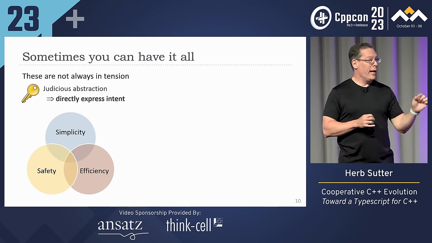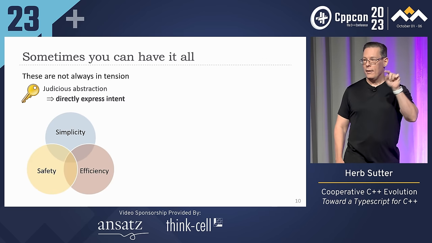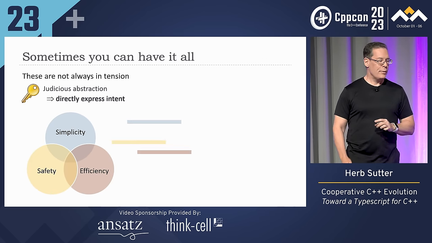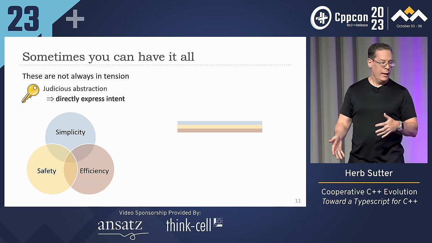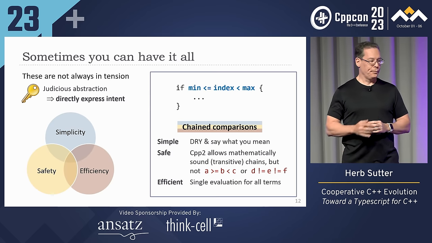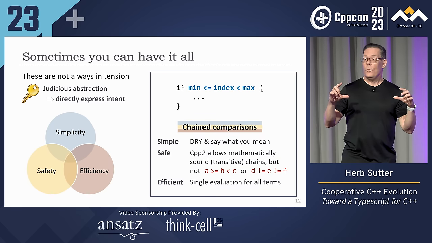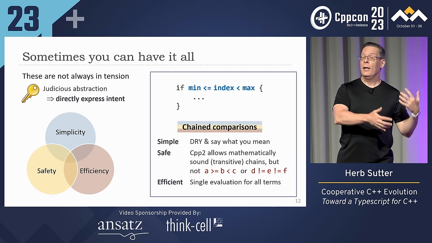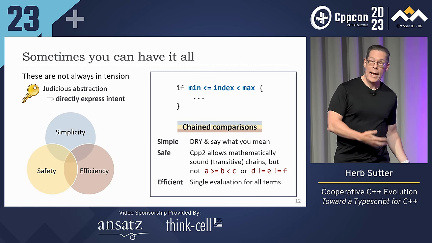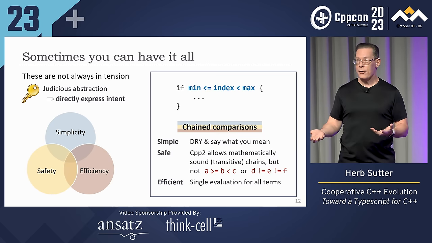And the key is to find abstractions that let the programmers say what they mean, to directly express their intent. Let me give you three examples of things that I've implemented since last year's talk that I think illustrate that principle. So the spaceship operator, which is now standard in C++20, came from my CPP2 work. There were discussions in the committee, so I had a design in my back pocket. I contributed it, and it was standardized.